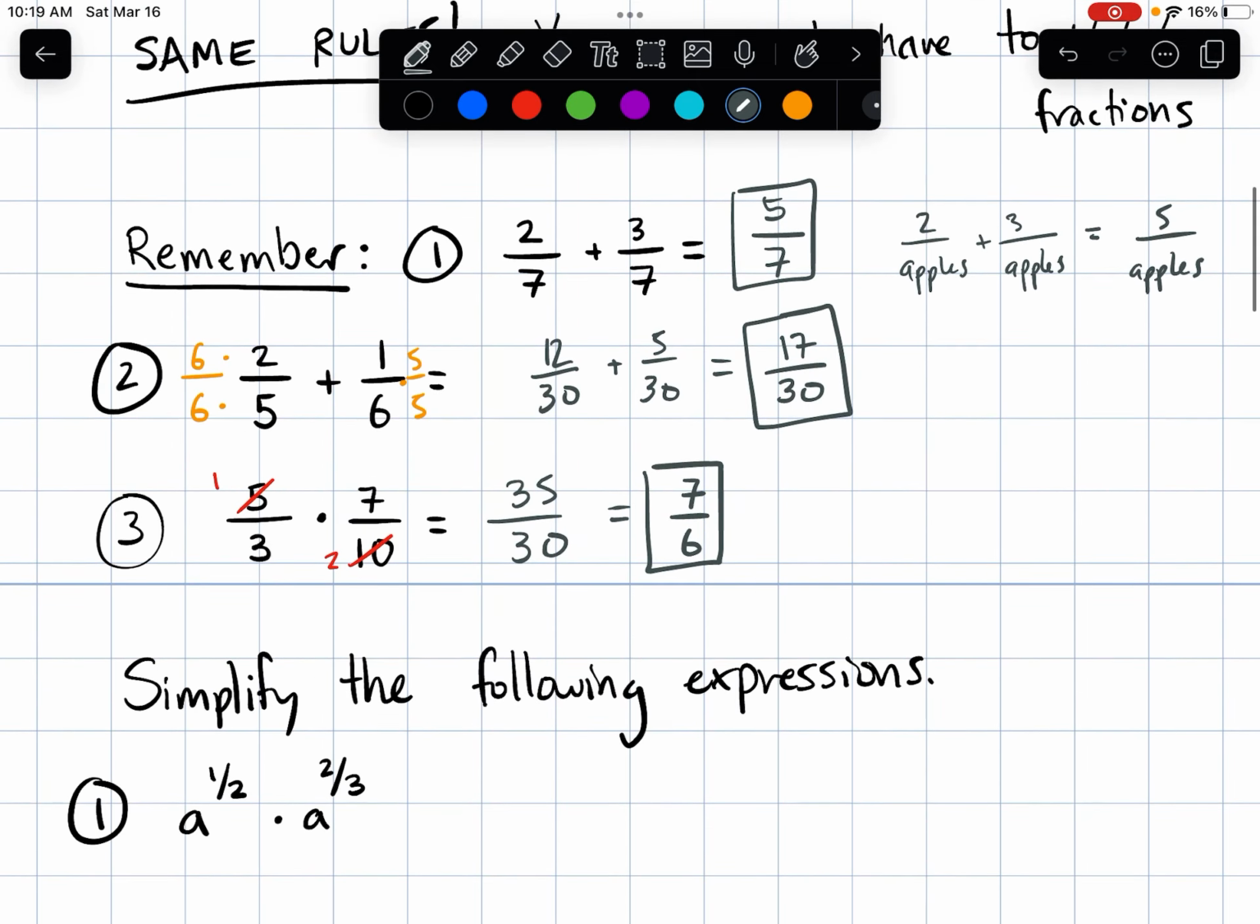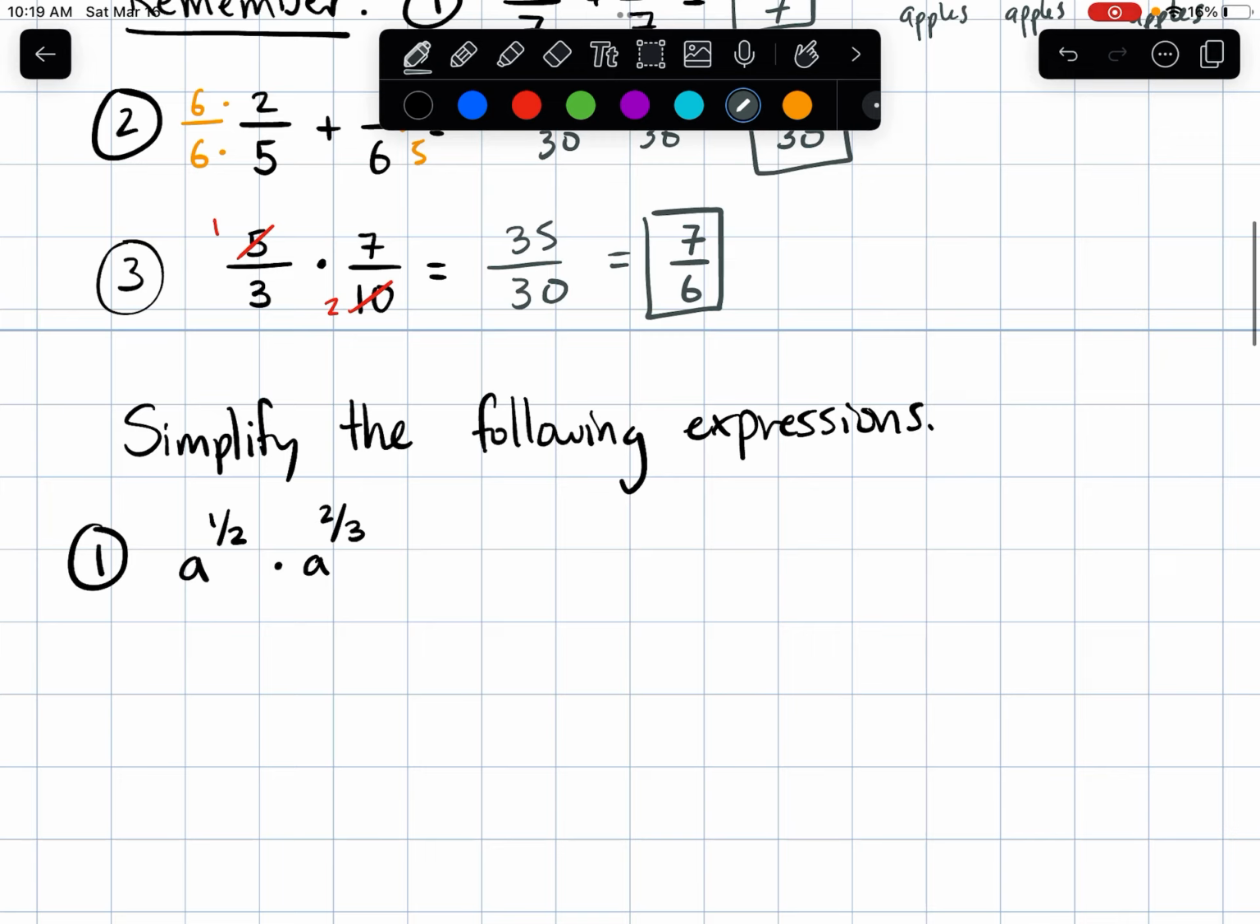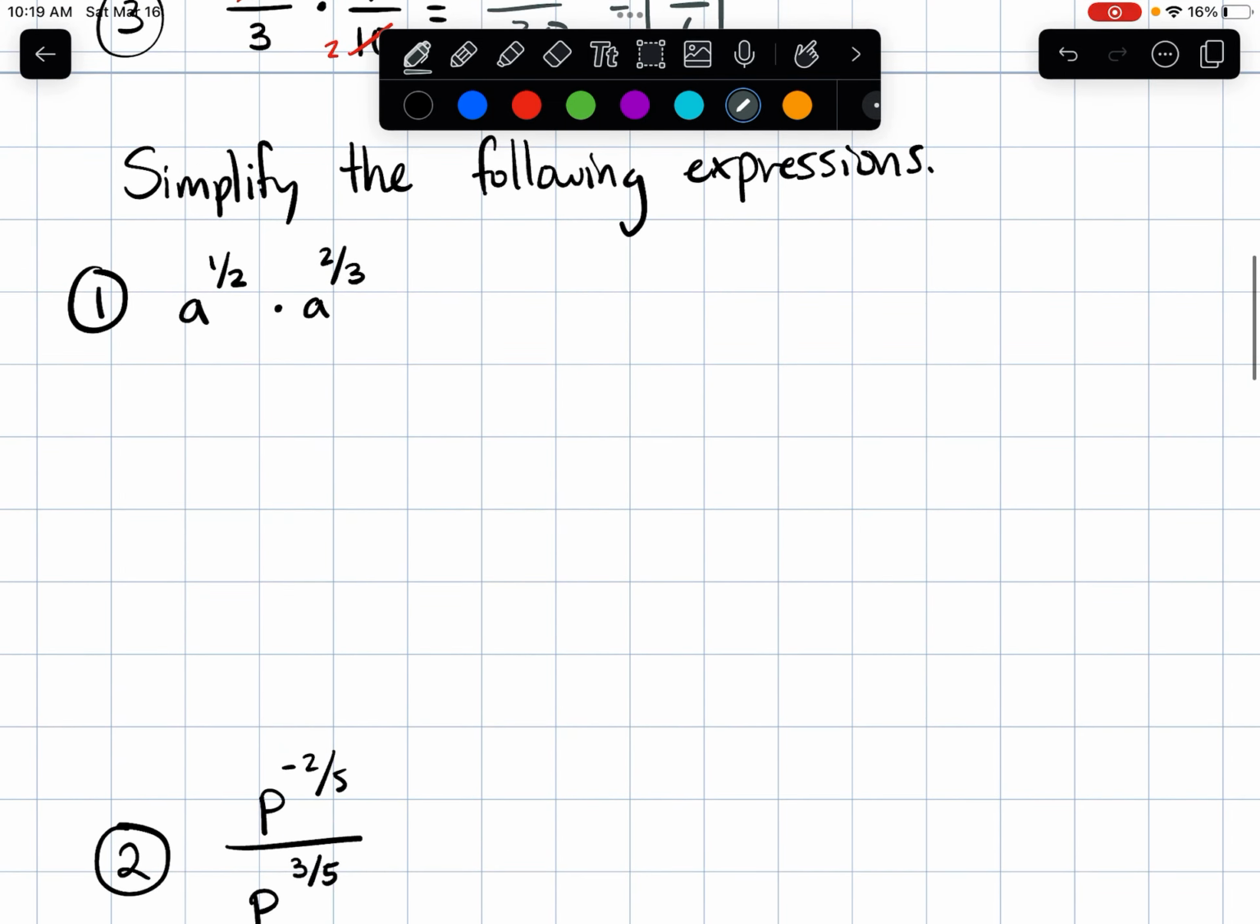Okay, so really just make sure you're used to and comfortable with adding, subtracting, multiplying, and dividing fractions. That's going to save you a lot of headache here. So let's go ahead and try some of these. We're going to simplify these expressions, again, using all of our laws of exponents.